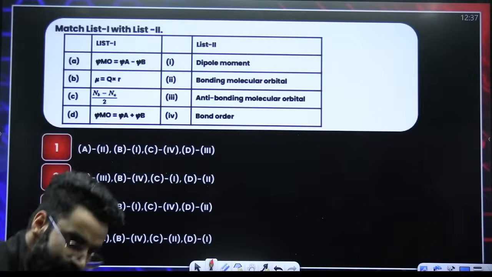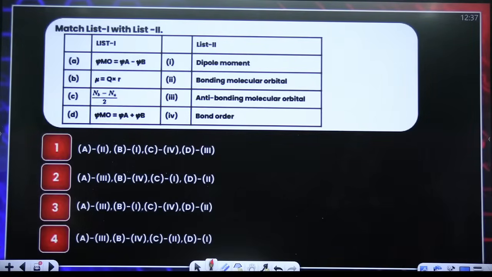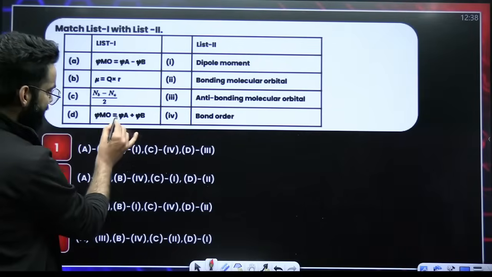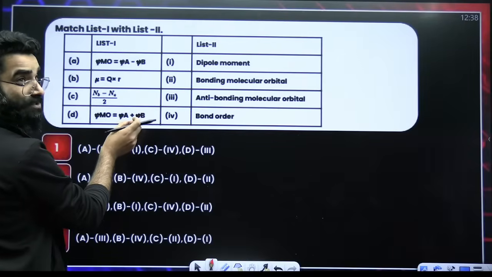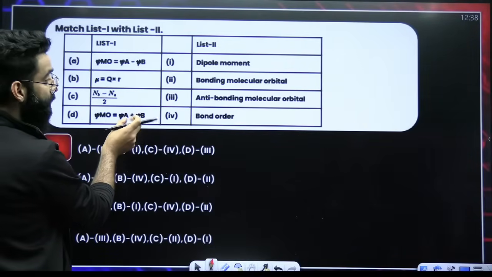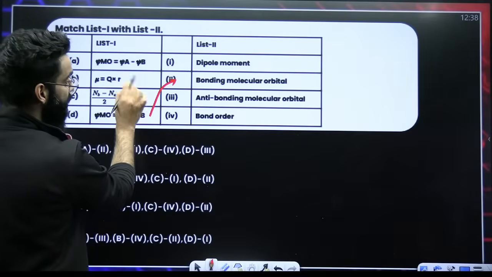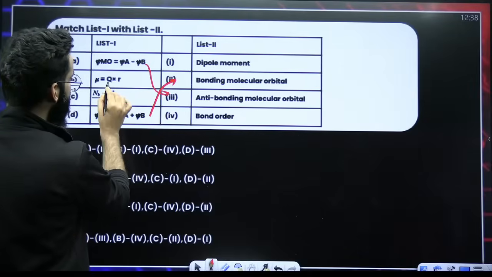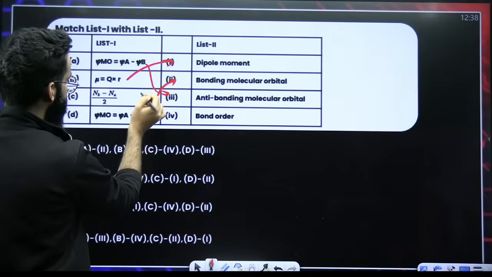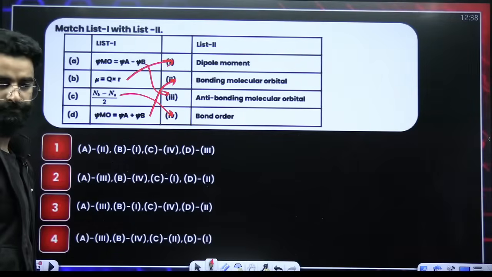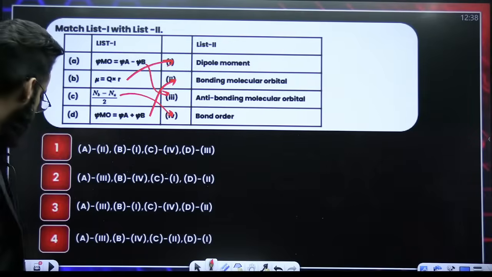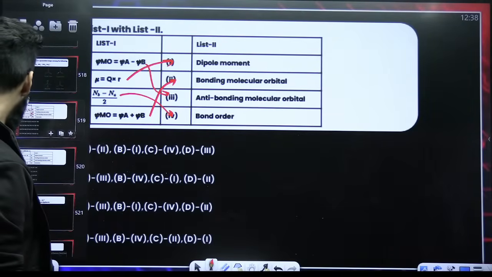What do you think is the answer of this question? First of all, psi A plus psi B means constructive interference, bonding molecular orbital. Psi A minus psi B, destructive interference, anti-bonding. Q multiplied by R, dipole moment. Bond order, NB minus NA by 2.